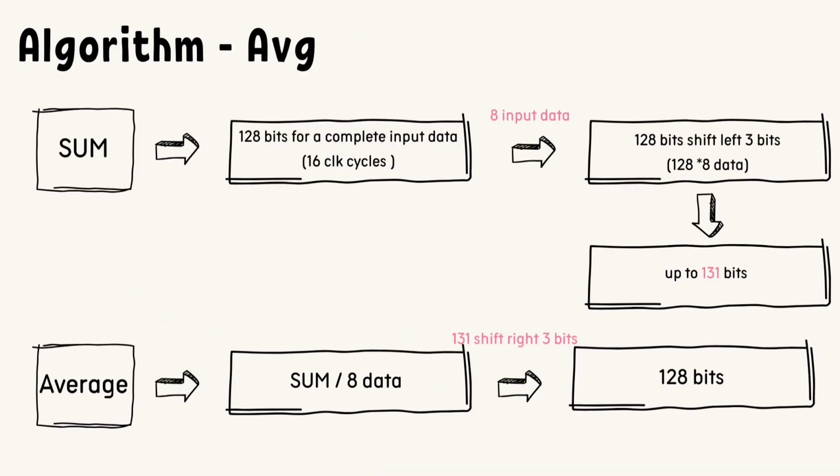In the beginning, we would like to introduce the algorithms of our design. To find the average every run, at first, we need to know how many bits there are when 8 input data are added with each other. Because there are 128 bits for one data, the sum will be up to 131 bits. Next, to compute the average of the sum, it should be divided by 8.